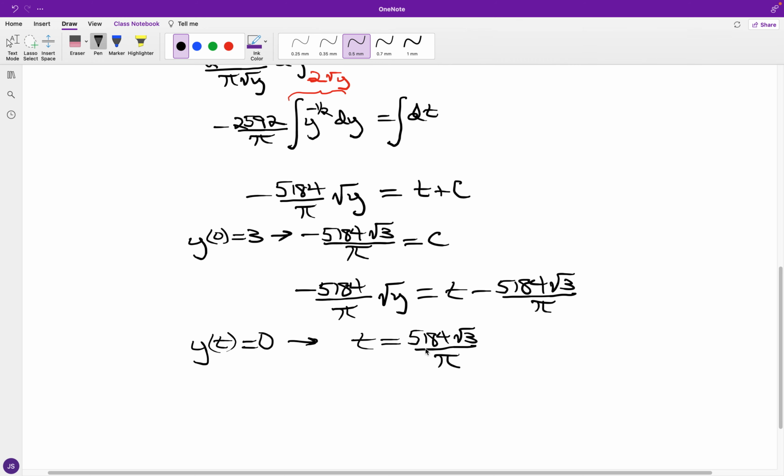And just taking what we have and working it out numerically, we have 5184 times the square root of 3 over pi. So we'll have for t 28,958.1 seconds roughly, and putting it in terms of minutes, this will be about 47 minutes and 38 seconds.